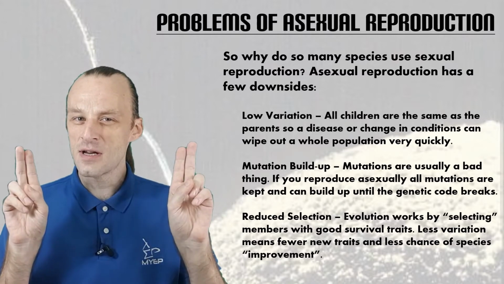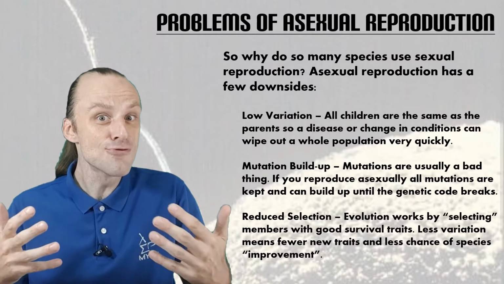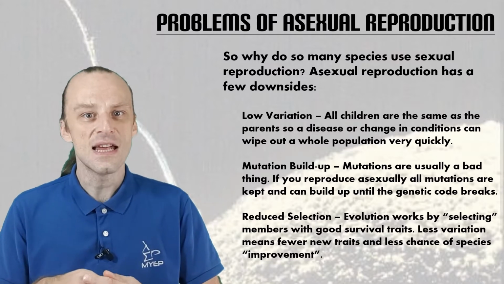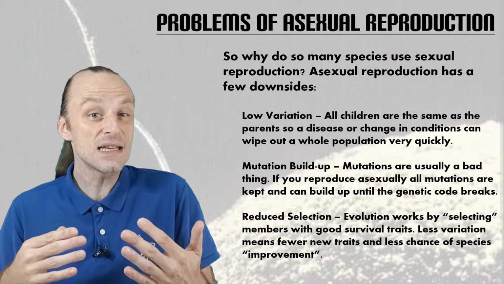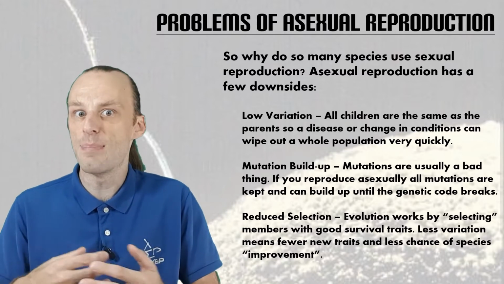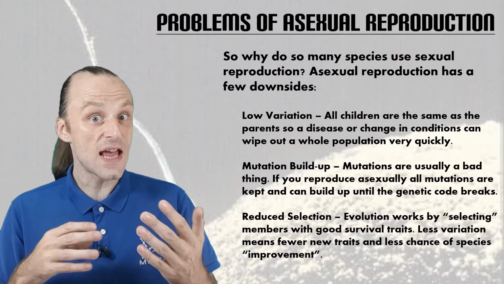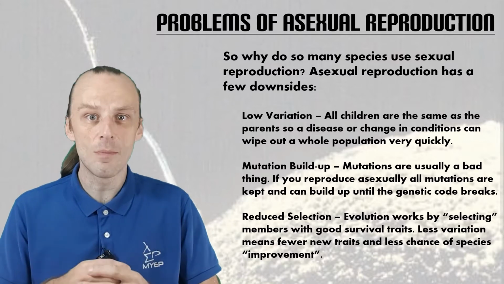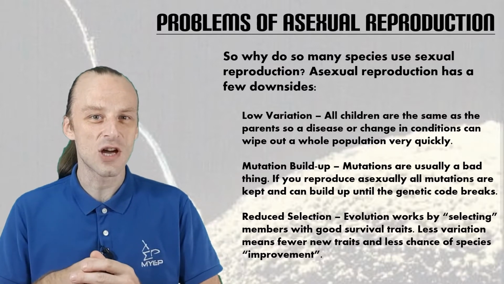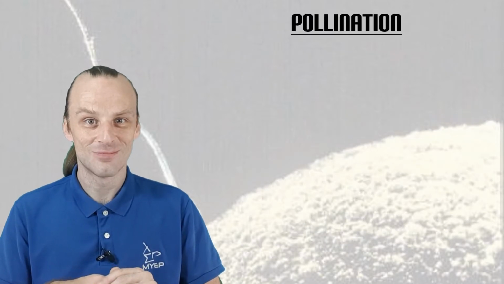Again, I put that word in quote marks, improving, because we're not really talking about improving, but just changing. But if you have more children into the next generation, then this is the way that evolution judges what is a good or a bad survival trait. These three problems of asexual reproduction are more complicated, and you might think sometimes they seem to conflict with each other. But for now, let's go back to sexual reproduction.